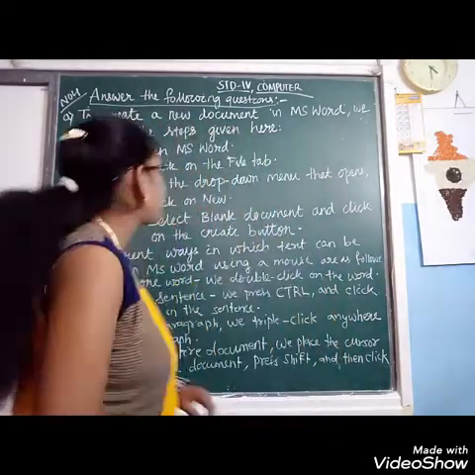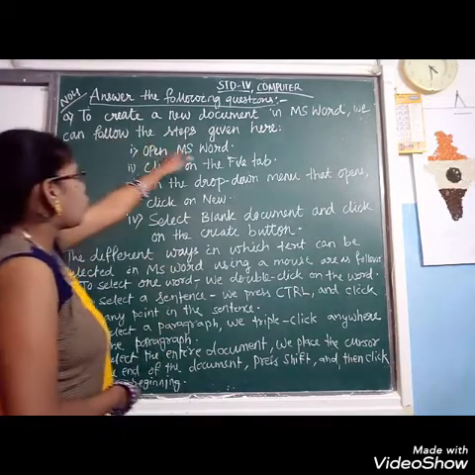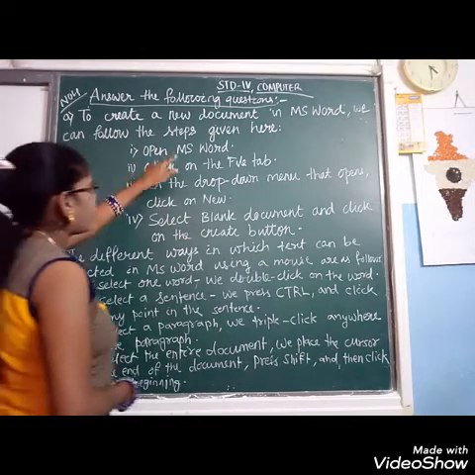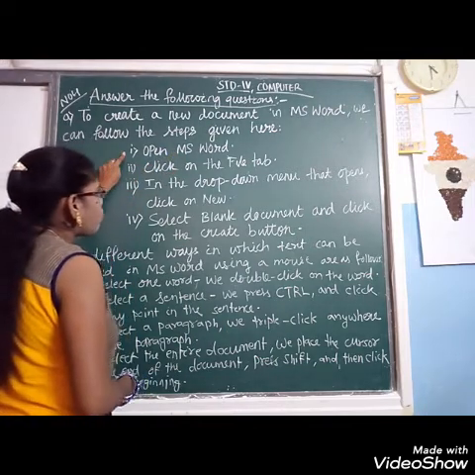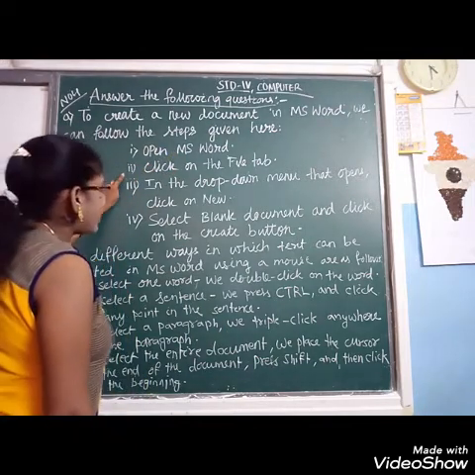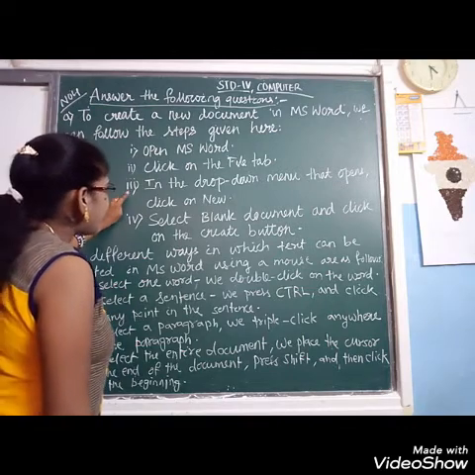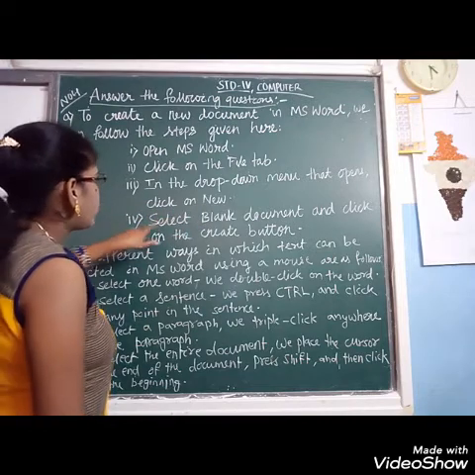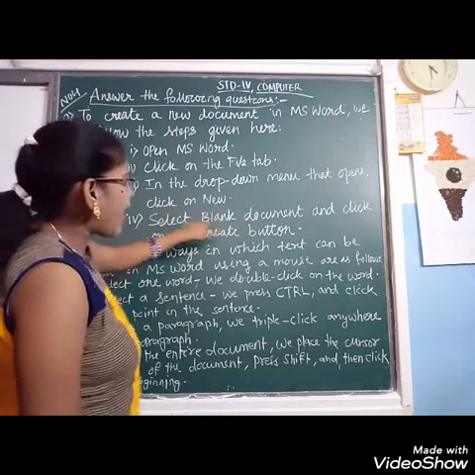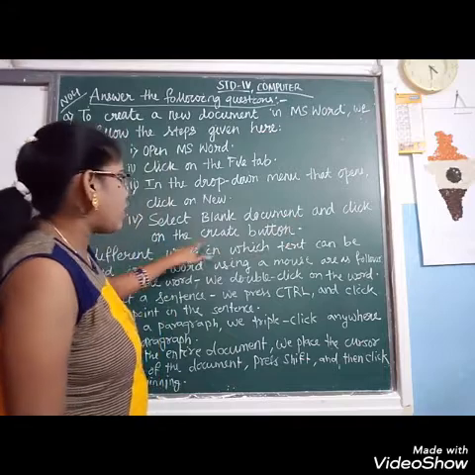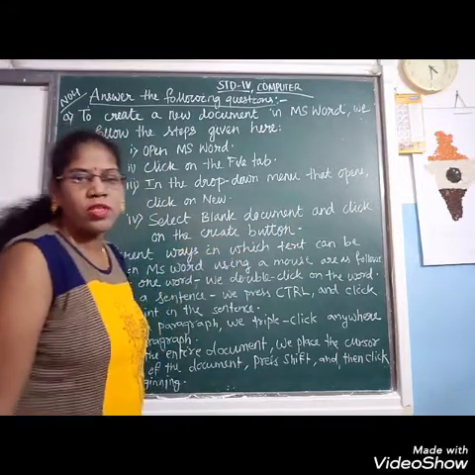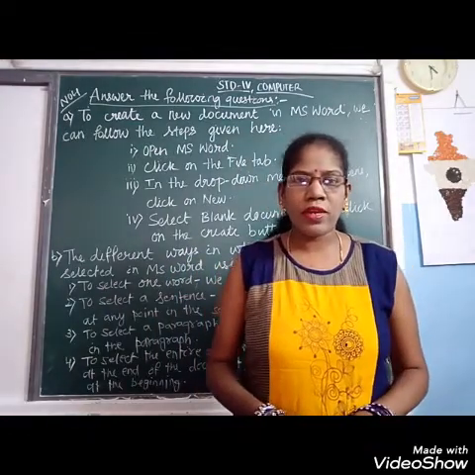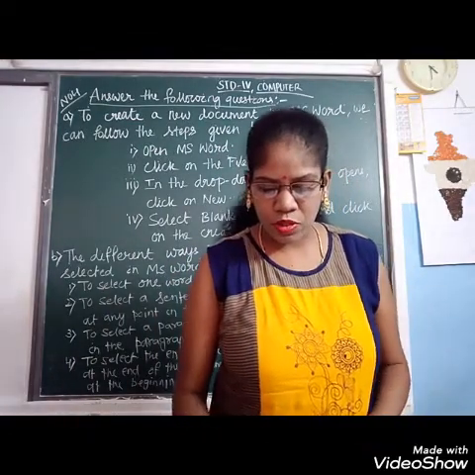So let's see the answer. To create a new document in MS Word, we can follow the steps given here. First, open MS Word and click on the File tab. Then in the drop down menu that opens, click on New. After that, select blank document and click on the Create button. So this is how you can create a blank document in MS Word. Come to the second question.